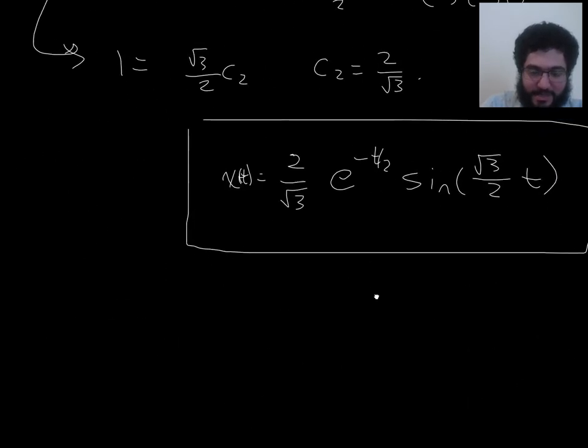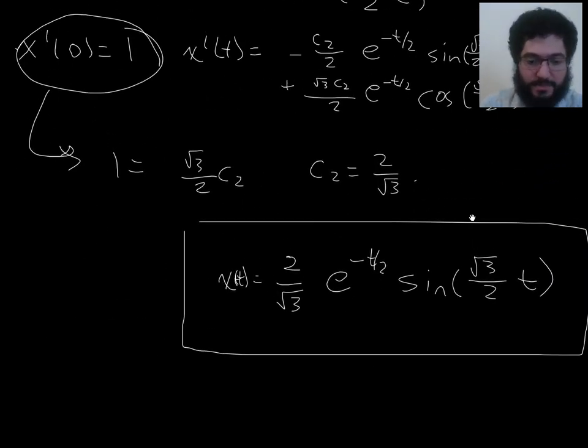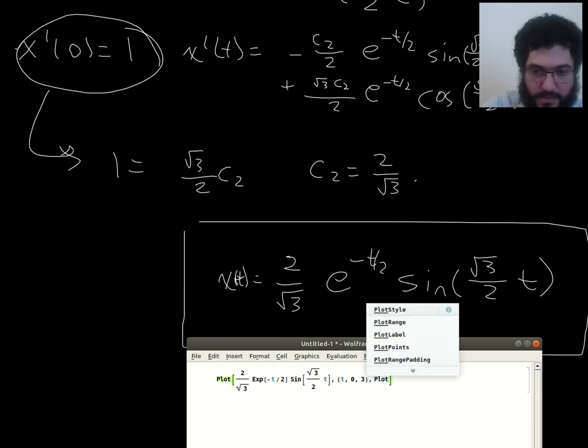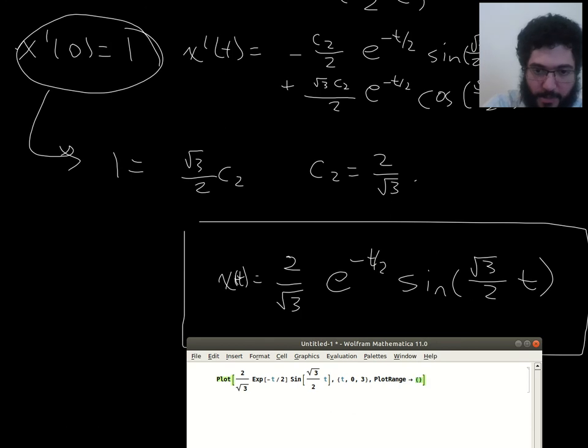Okay, so let's plot it just for fun. So here I'm going to say plot 2 over root 3, then the exponential of minus t over 2 times the sine of root 3 over 2 t. And let's plot it from t equals 0 to t equals 3, I don't know. And let's make the plot run from negative 1 to 1.